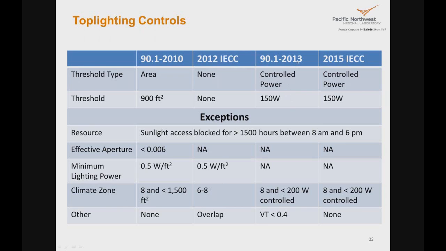Similar exemptions exist for 90.1 2013 and the 2015 ICC, but instead of having the minimum lighting power, we just have the controlled power threshold. So if you have less than 200 watts that are controlled, then you're exempted.